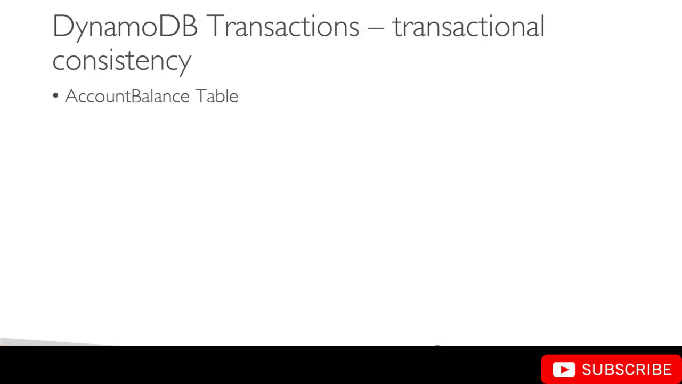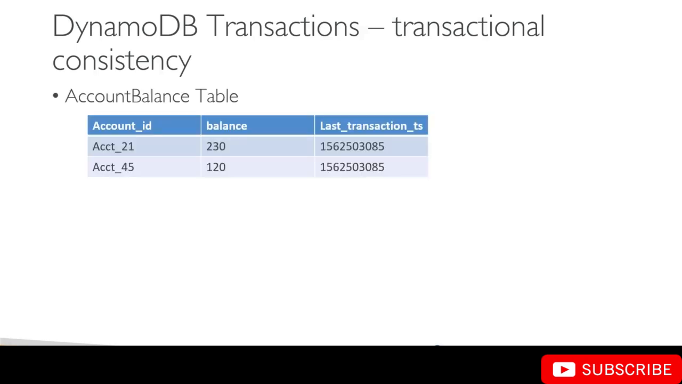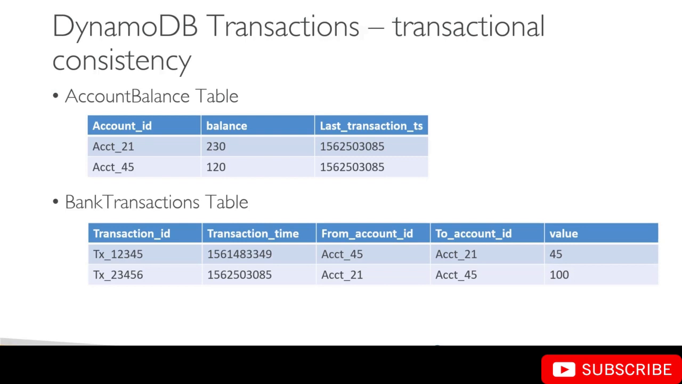So for example, you have an account balance table here, and you have a bank transaction table here. So whenever there is a transaction in the bank transactions table, then account balance should get updated in the account balance table. So you can't have a transaction being written to bank transactions table without account balance being updated in the account balance table. That might result in inconsistency of the data. So transactional consistency ensures that the data is written to both these tables or none of them. So that is the meaning of transactional consistency.